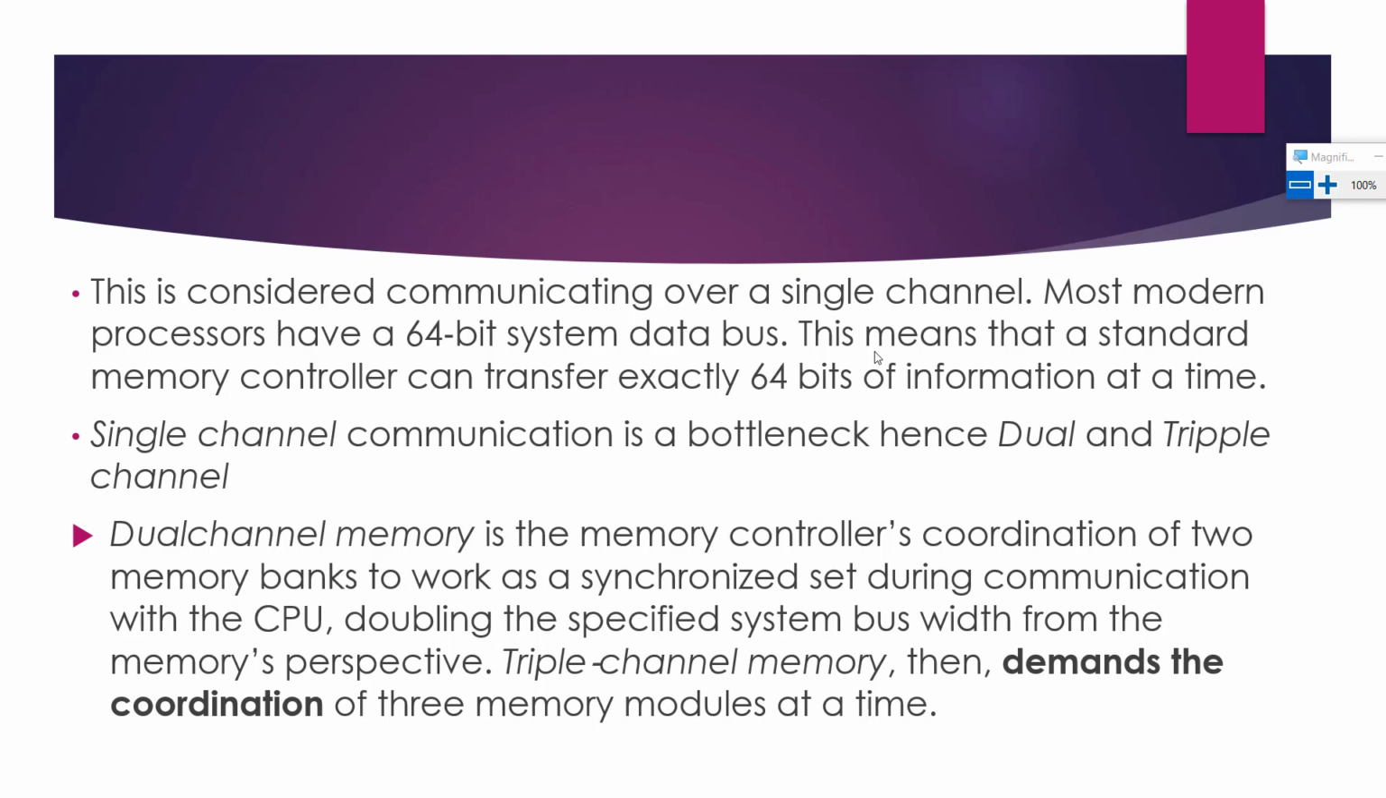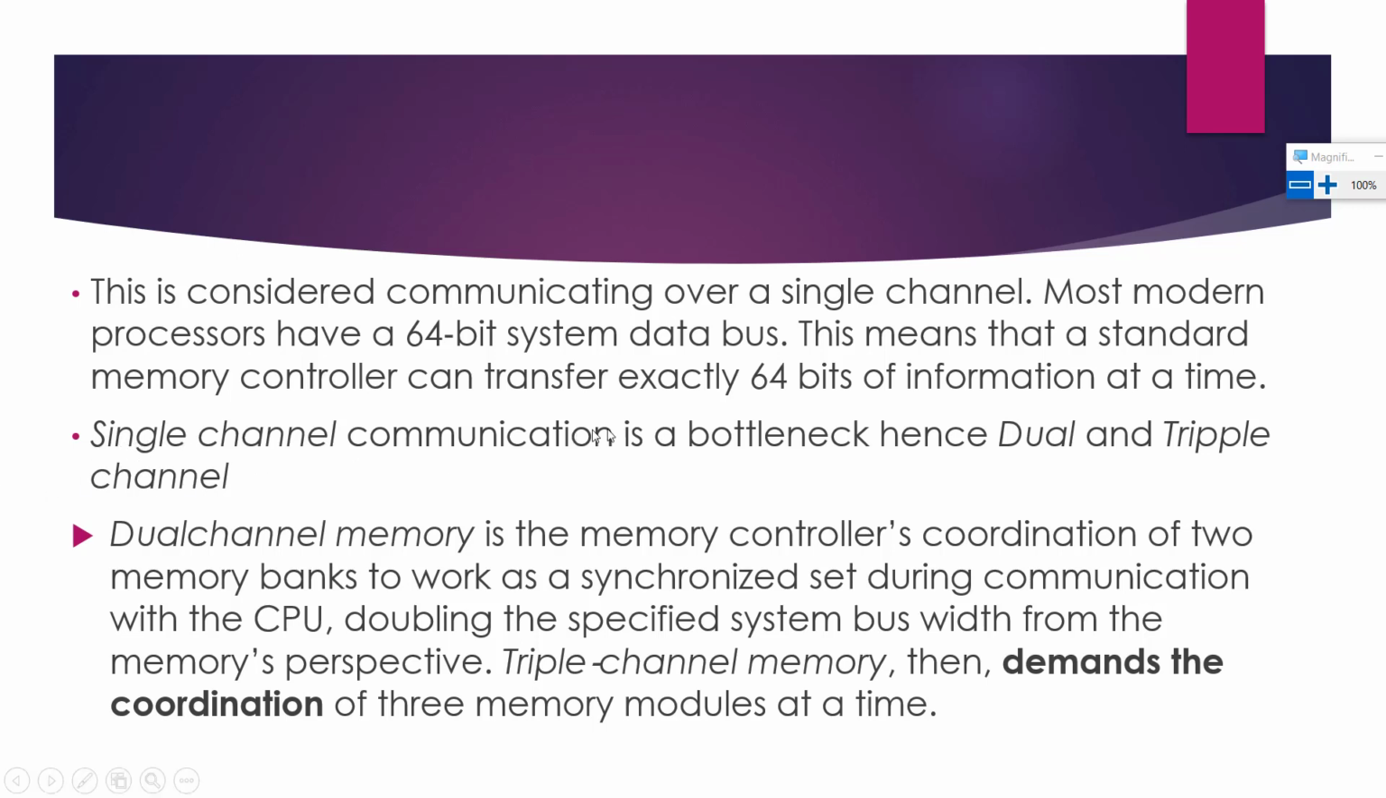But if you put a 32-bit processor on a 64-bit motherboard, it's not going to work, right? They all look the same, but internally they won't be compatible, and the speeds will be different. So this means that a standard memory controller can transfer exactly 64 bits of information at a time. 64 bits of information in a bus is traveling at micro millisecond speed, and instead of a 32-bit chunk, it's a 64-bit, bigger chunk of data traveling in the bus.